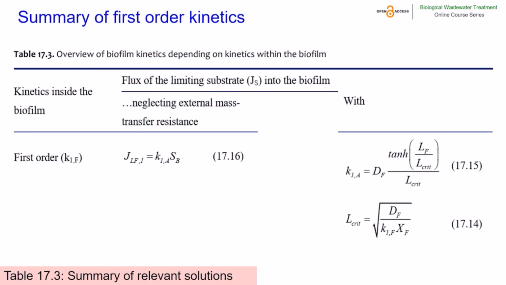In our textbook, Table 17.3 provides a summary of relevant analytical solutions for the diffusion reaction kinetics in the biofilm. Here's a close-up of Table 17.3, focusing on first-order kinetics inside the biofilm and calculating the corresponding substrate flux. As shown in the previous example, we first calculate the value of L crit. Combining L crit with the biofilm thickness, LF, and the diffusion coefficient, DF, we can calculate a new constant, K sub 1a, to directly calculate the substrate flux.